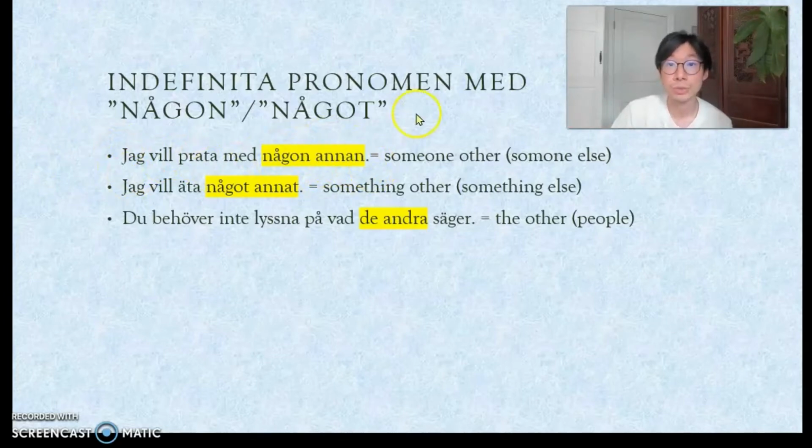Någon annan, if you translate it directly, it means someone other. But if you translate it in a better way, it's someone else. So whenever you want to say someone else, it's någon annan in Swedish.